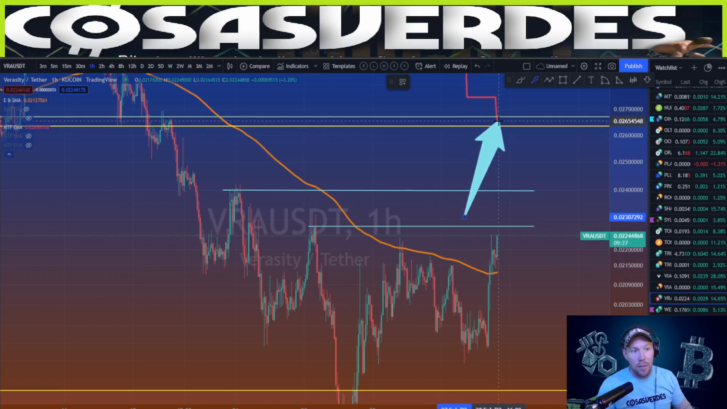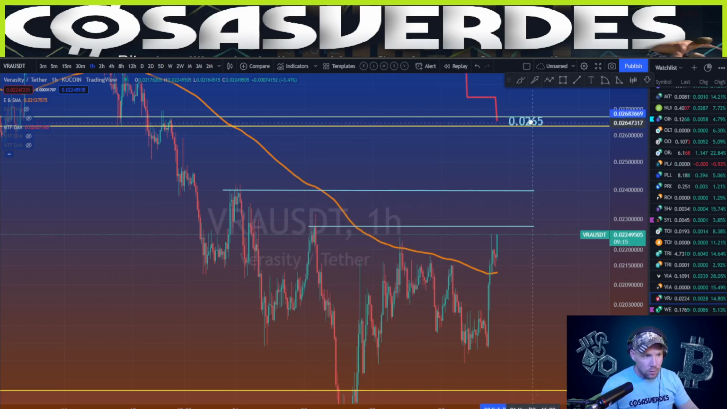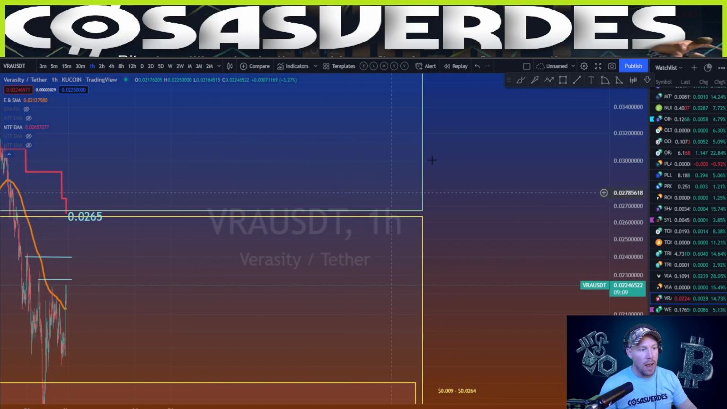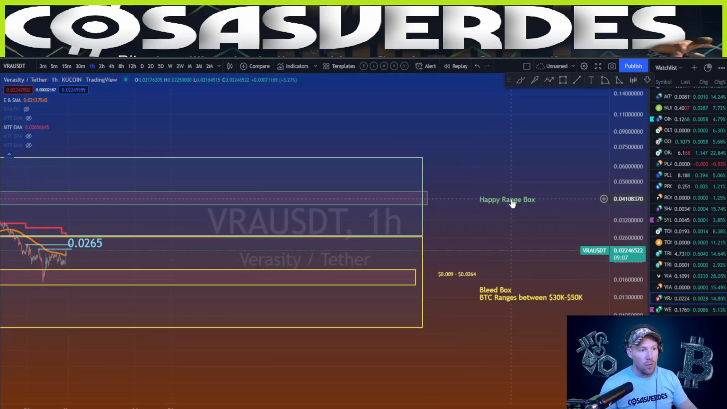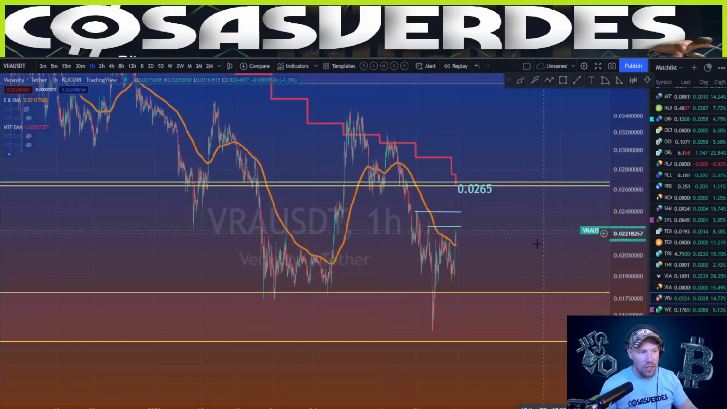The weekly 10 is coming in at about 0.265. Your key levels right here are 0.265 as the first one. And that's where my happy range and my bleed box, if I zoom way out, that's where the happy range box and the bleed box meet, right? So it's one very, very sturdy horizontal.